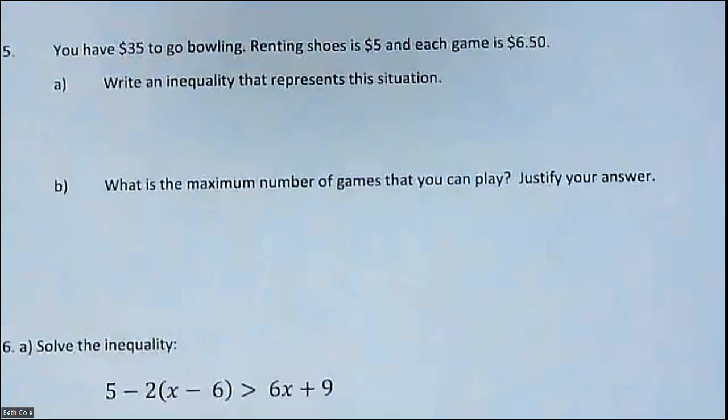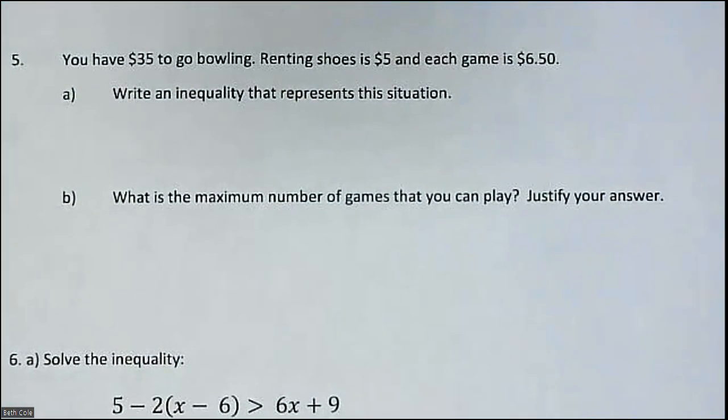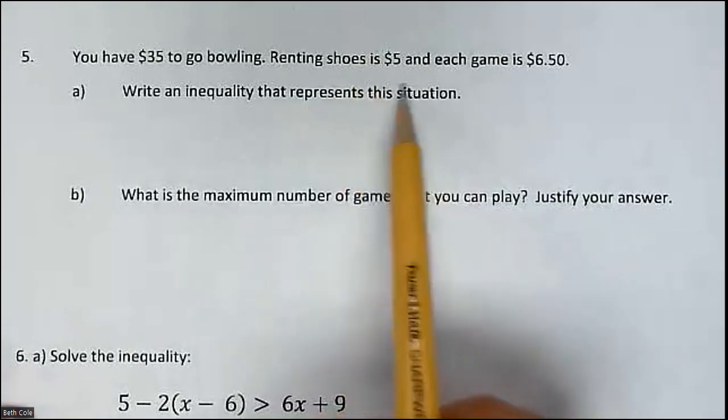All right. Oh, this one has words in it. We're gonna have to read. You have $35 to go bowling. Renting shoes is $5, and then each game is $6.50. Let's write an inequality. You have done this before. Do you remember like the parking garage? It's this much to get in, and then you pay this much per hour. We did one about the amusement park. It's this much to get in, and then this much per ride. Remember this?